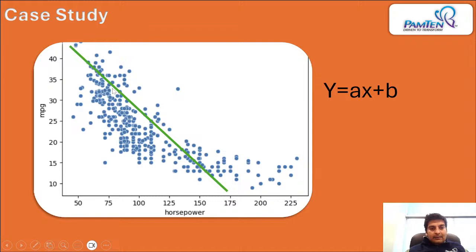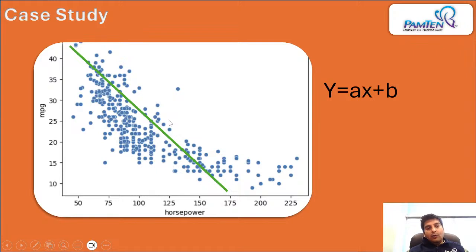So this linear regression line will give me a value of MPG when I have a certain value of horsepower. If the value is around 160, then if I draw a line like this, I'll get the mileage to be around 12 or 13. So this is how linear regression works.